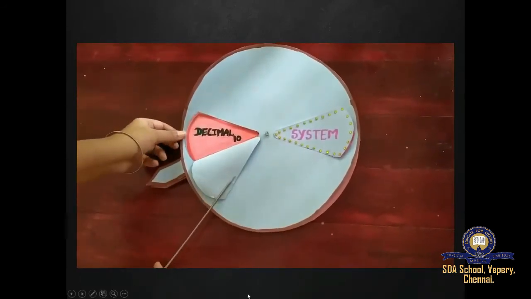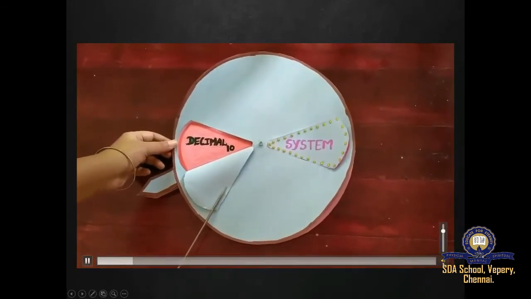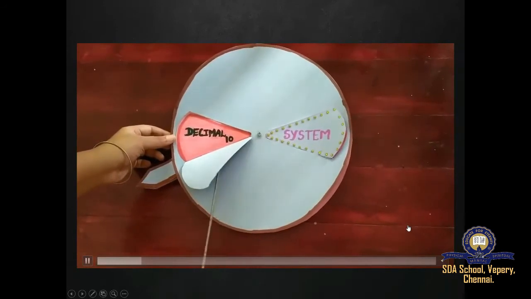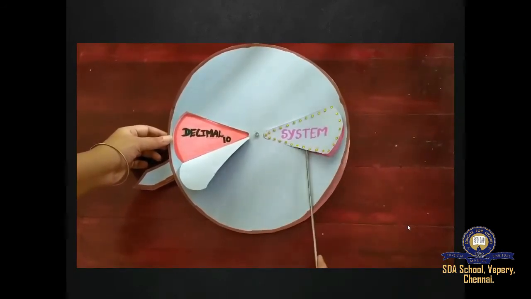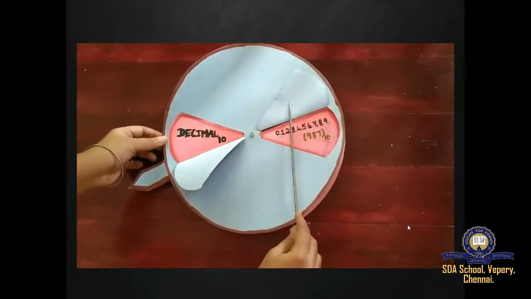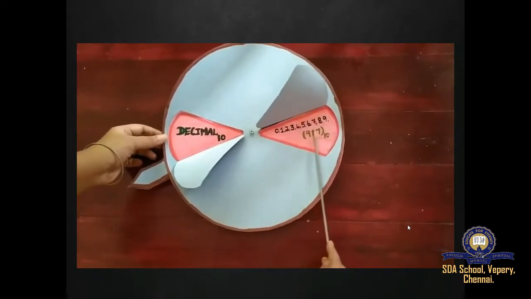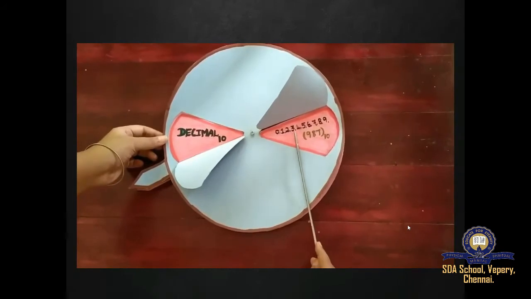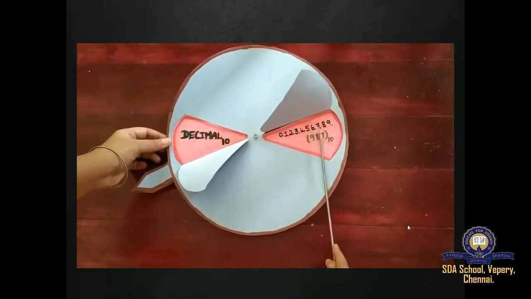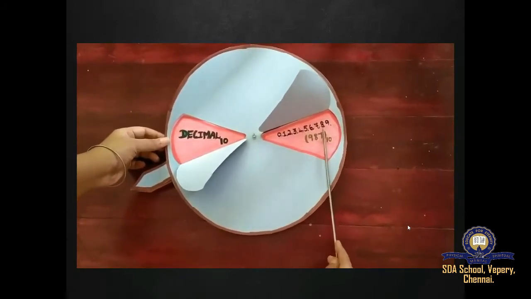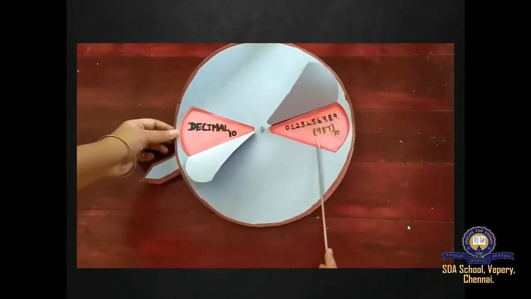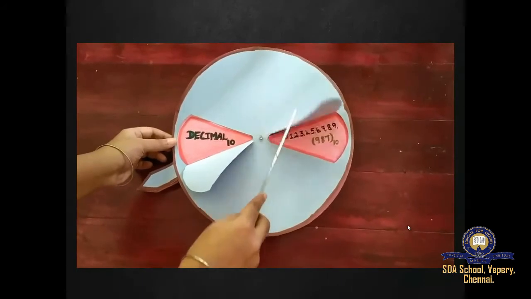Yes. The first type is the decimal number system, which has its base value as 10 and 10 different digits, that is from 0 to 9: 0, 1, 2, 3, 4, 5, 6, 7, 8, 9. 9, 8, 7 with the base value 10 is an example for the decimal number system.